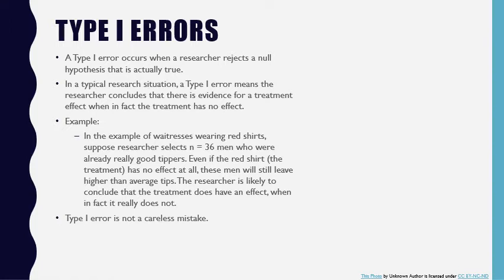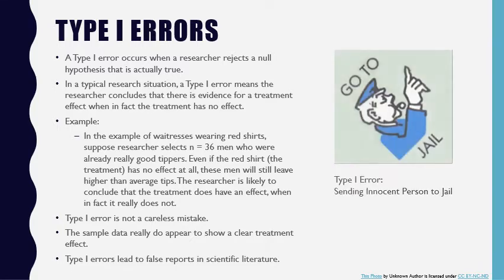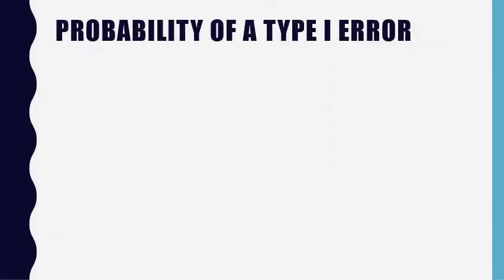So type 1 error is not a careless mistake. The sample data really do appear to show a clear treatment effect. Type 1 errors lead to false reports in scientific literature. The main way to remember a type 1 error is that it's like sending an innocent person to jail. It's kind of a bad thing.